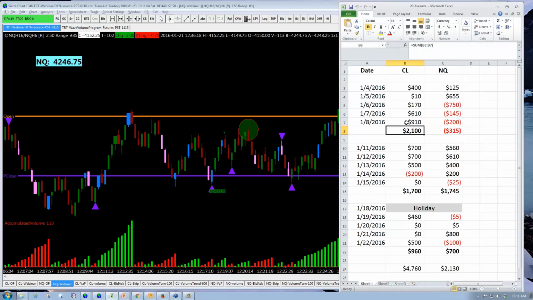In fact, I had a really nice run there in oil. You can see I went 8 full days before I took a loss. 1700 last week, or week before last. And then this past week, Monday was a holiday. Did okay on Tuesday. Wednesday and Thursday was 0. Thursday was disappointing. There was a nice move there I missed. And then yesterday was 500 for 960.